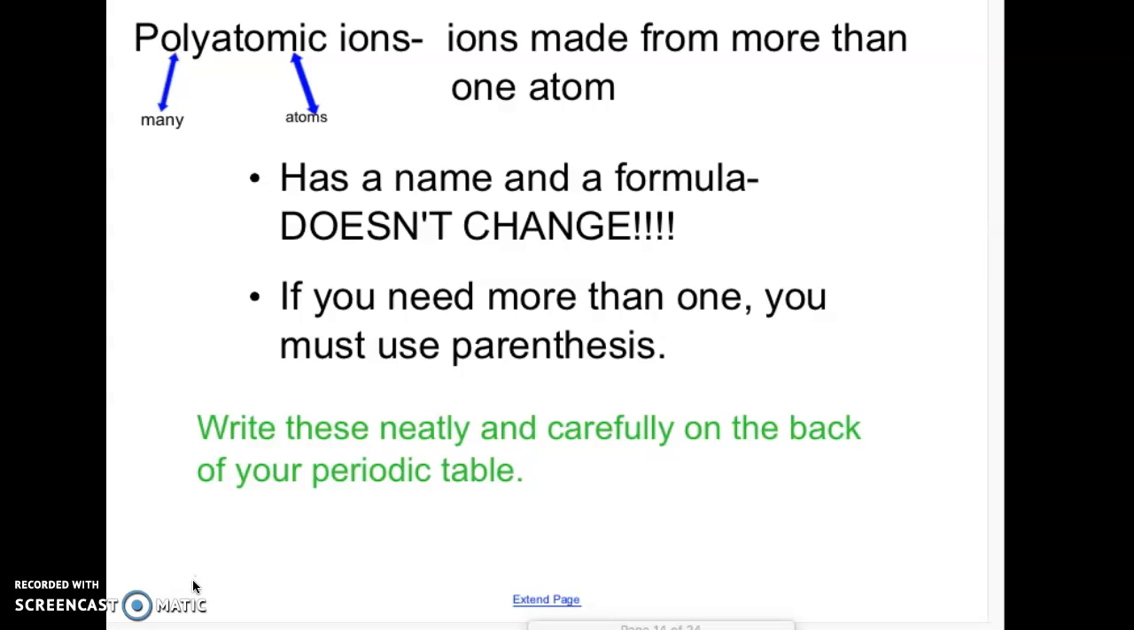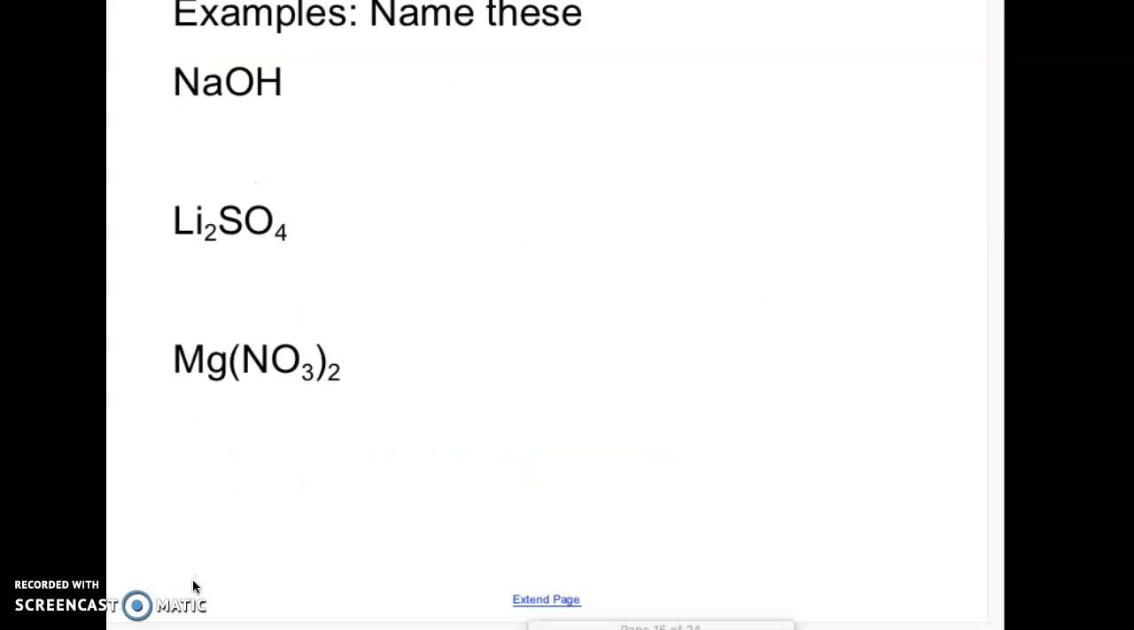What's cool about the polyatomic ions is that the names and the formulas don't change, okay? That'll explain more in a second. And if you need more than one polyatomic ion, you put it in parentheses because it goes as a whole unit. So what I want you to do is to write these carefully on the back of your periodic table.